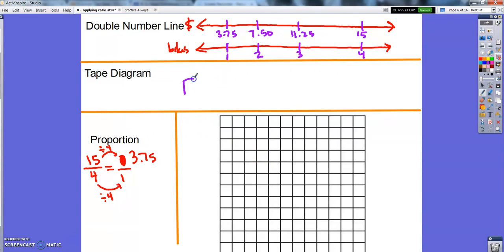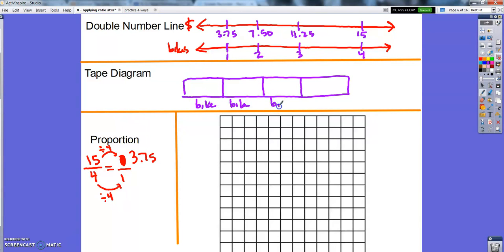Tape diagram, I'm going to draw my 4 bikes. Bike, bike, bike, bike. And I know for those 4 bikes, he gets paid $15. And so I can easily see I'm dividing 15 by 4. And each bike would be $3.75. Good strategy on that one. That's, again, a nice, clean, easy tape diagram.